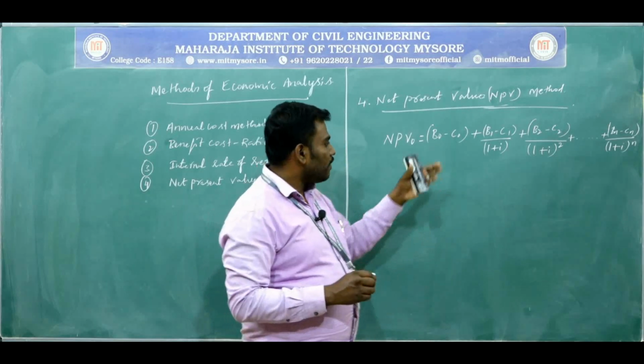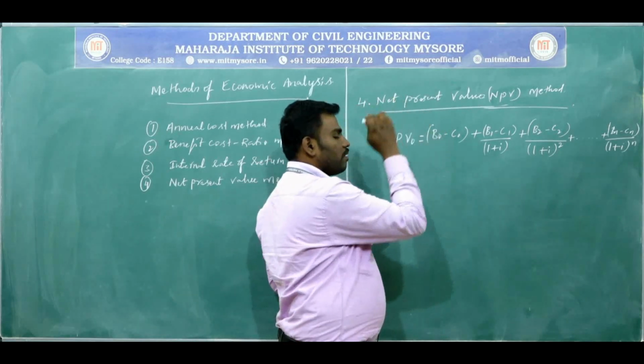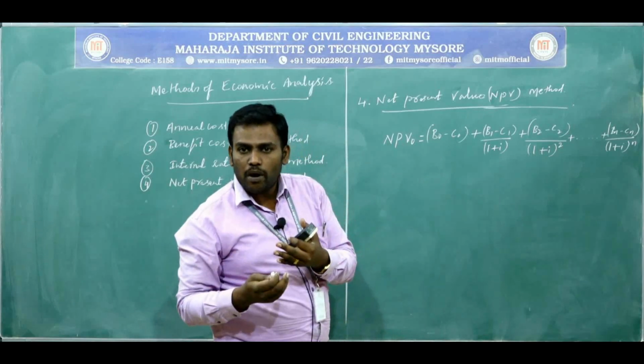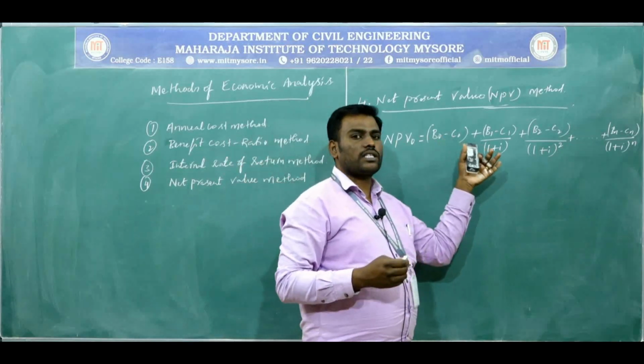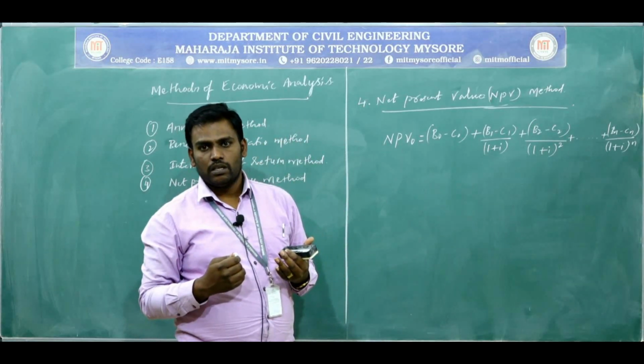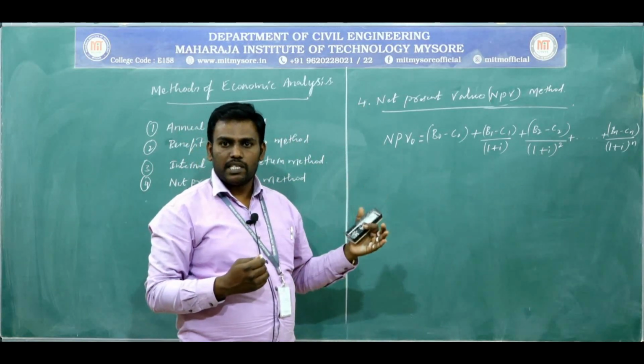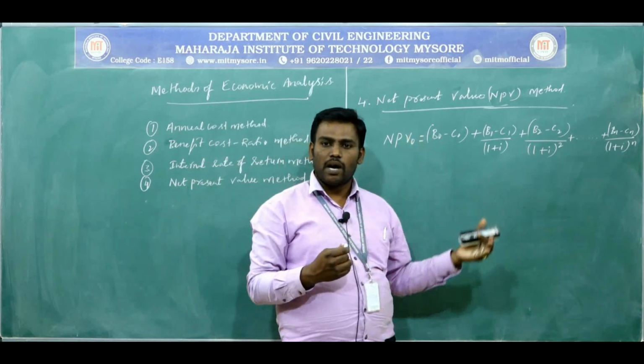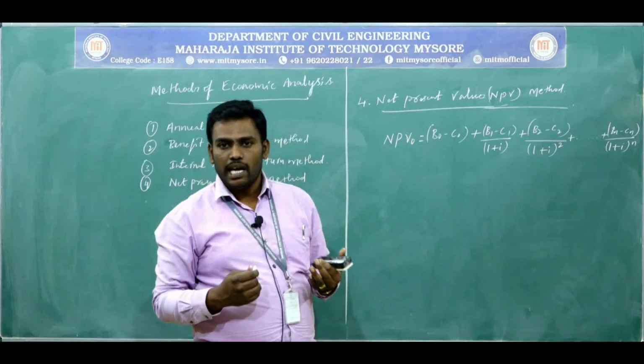Is it clear? In this method the benefits B are treated as positives and the costs C are treated as negative. In the net present value method, the benefits are treated as positive and costs are treated as negative.